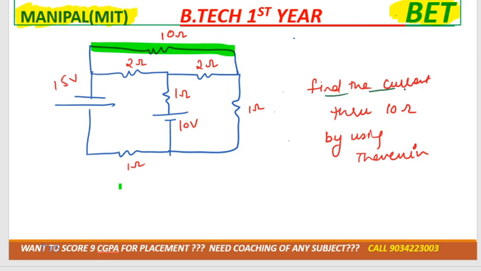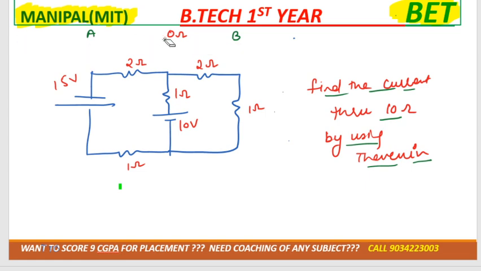You need to calculate the current through the 10 ohm resistor using Thevenin's theorem, right? This is A and this is B. Here RL is the 10 ohm resistor, and we need to open circuit it. So I'm open circuiting A and B, and we need to calculate VAB. VAB is known as VTH. Just imagine this point is C, this point is D, and this point is E.